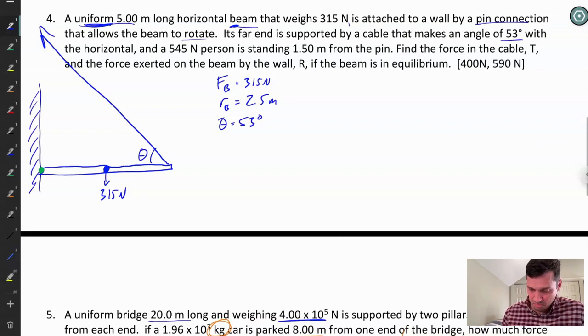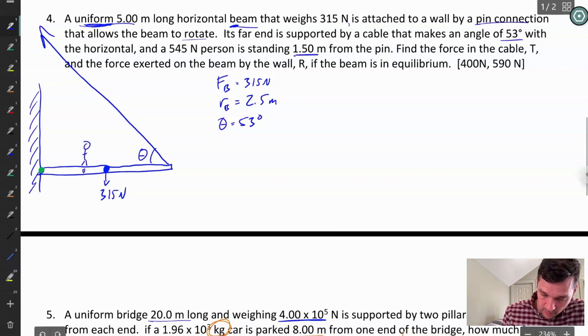And, you know, daredevil person is standing 1.5 meters from the pin. Somebody's decided to just walk along this flagpole. A 545 Newton person is standing 1.5 meters from the pin. Thank you very much. We'll have to call the police to address this. 545 newtons is going to be exerted there.